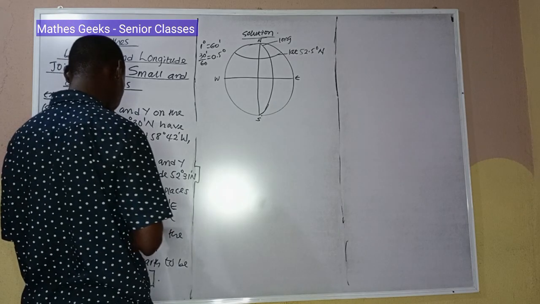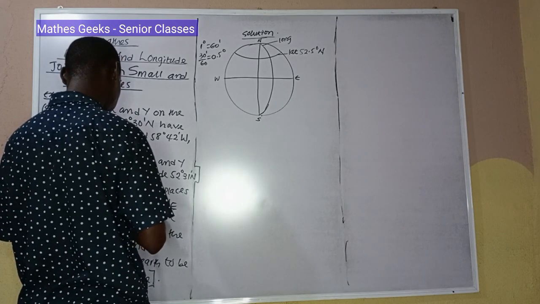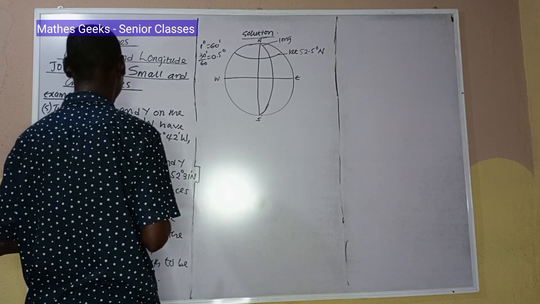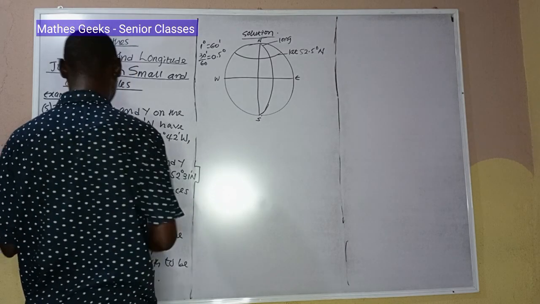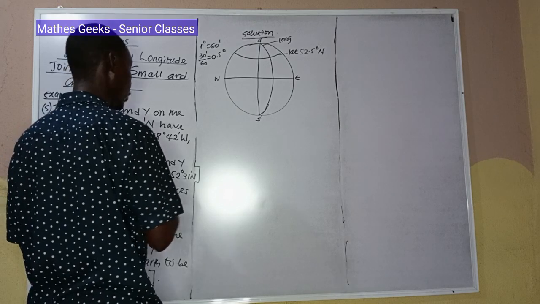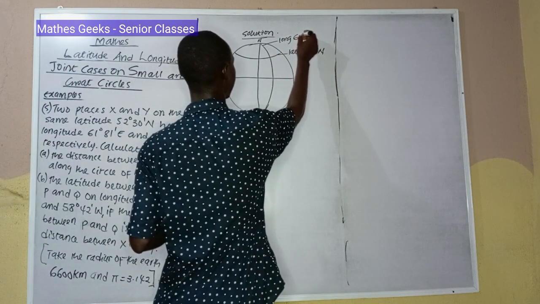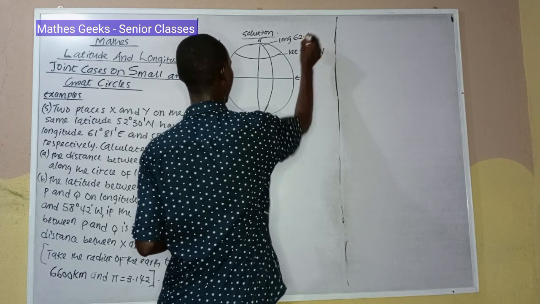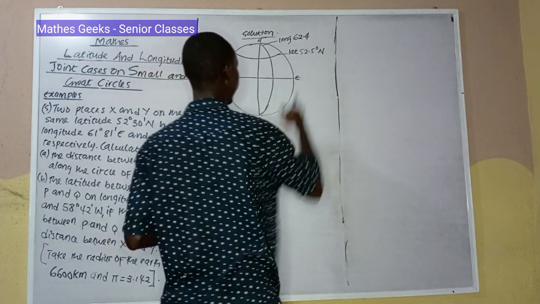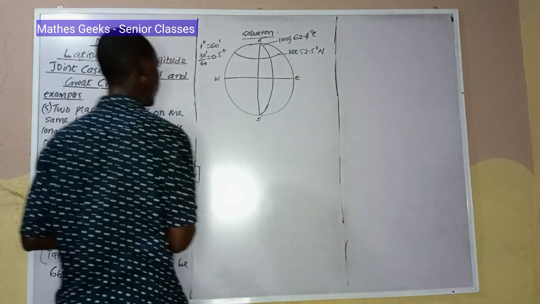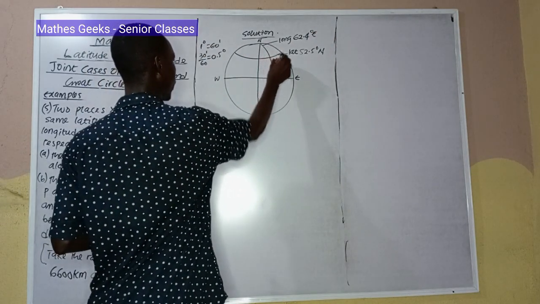81 divided by 60 is 1.35. So 1.35 plus 61 will give us 62.35 degrees. I'm going to approximate it to 62.4 degrees east. So this is point X.